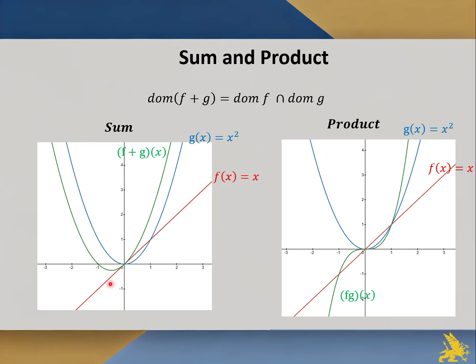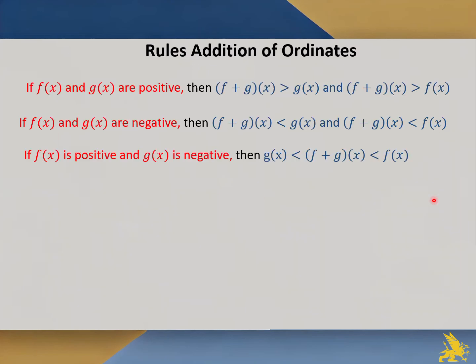In this case, we can see that if I am adding f of x equals x to x squared, because they're both 0, they're starting here, but the green graph is what is being added. Because we're adding a negative here, it's going down slightly before it goes up. These are rules we need to understand for addition of ordinates, but it is just common sense, so I'm going to skip over this and do it with some examples.